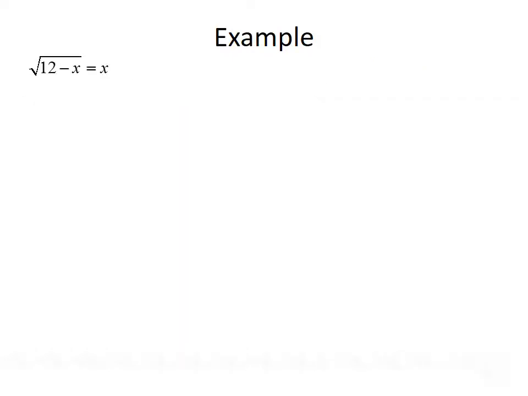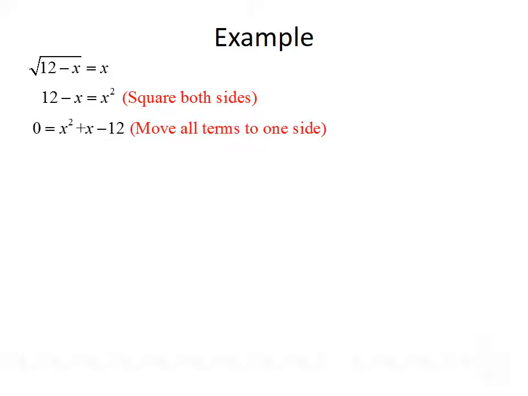Here's another example. The square root of 12 minus x equals x. The radical is already by itself, so we don't have to worry about isolating it first. So we can continue by removing the radical. If we square both sides of the equation, the radical will go away, leaving us with 12 minus x equals x squared. Since there's a squared term here, this will be a quadratic equation, so we want to get all terms on the same side of the equation. If we add x and subtract 12 from both sides, we'll get 0 equals x squared plus x minus 12.